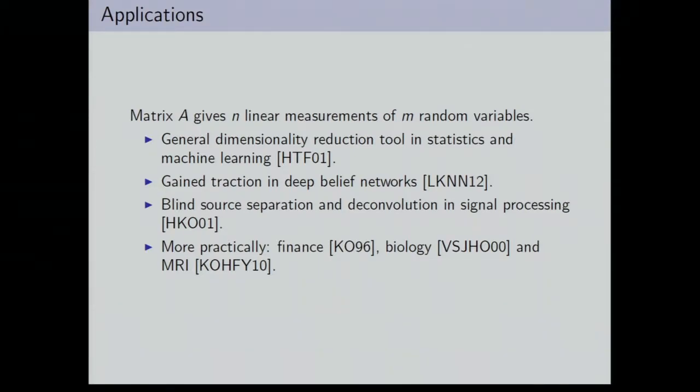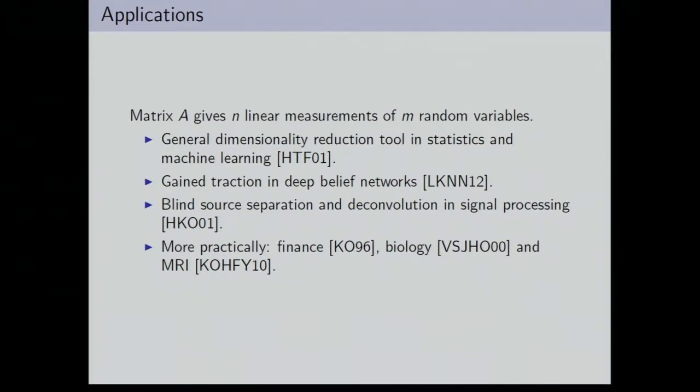You only know that the S's are independent and not Gaussian. So yeah, no distributional assumptions at all otherwise. The way to think about this is that you have m random variables and you're taking linear measurements of them. And you want to recover A, the measurement system.